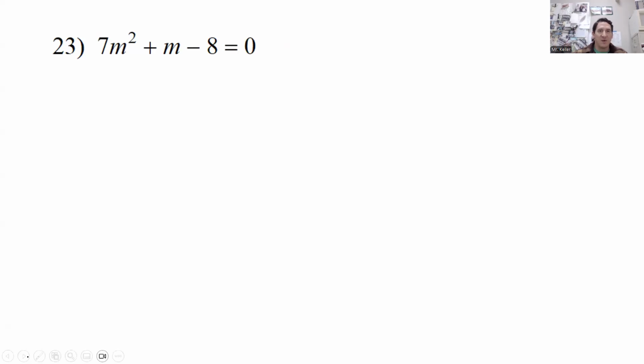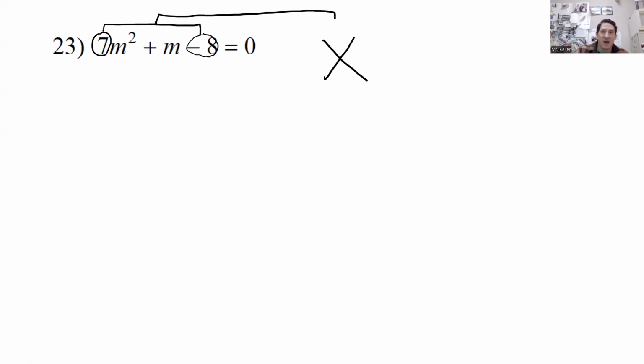Let's do one where we can't use the shortcut. So let's skip to 23. So here, remember, since there is a number in front of the m squared, in front of the squared variable, we need to take our first number and last number and multiply those together, and that goes on top.